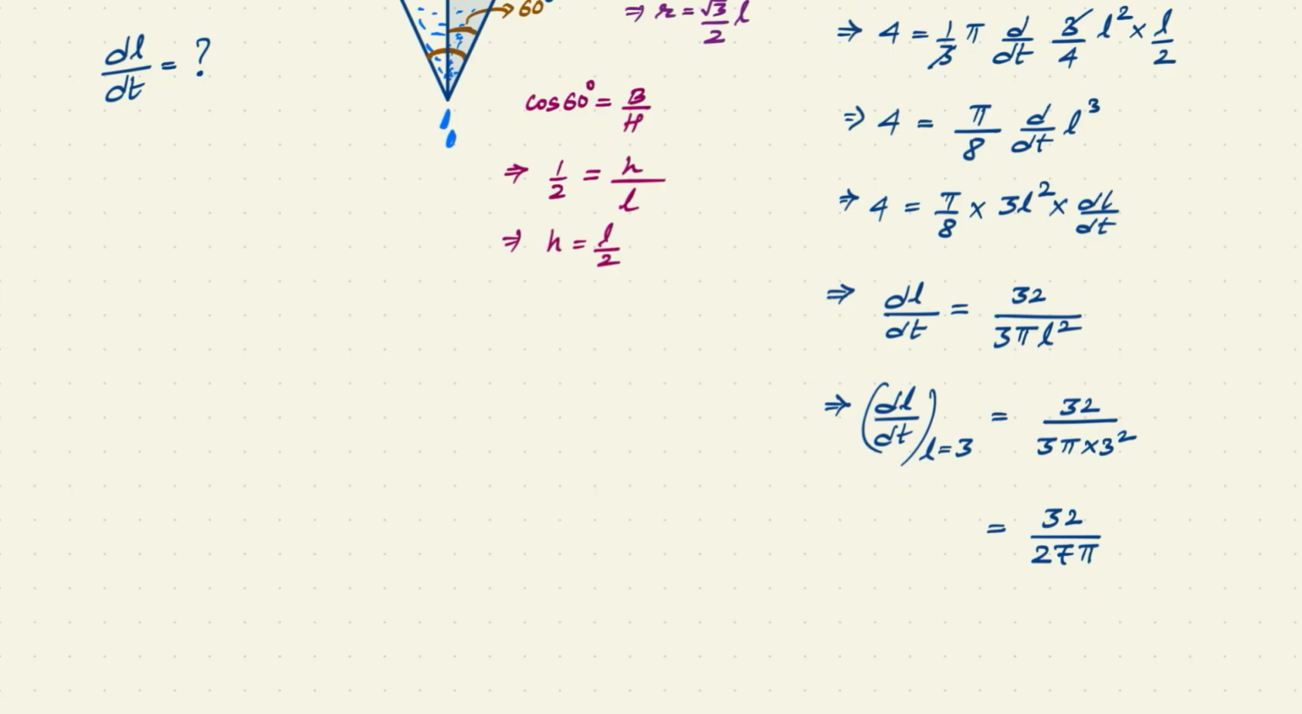So now let us write the unit. So this is the change of slant height with respect to time, and since slant height is our length only, here it will be centimeter per second.